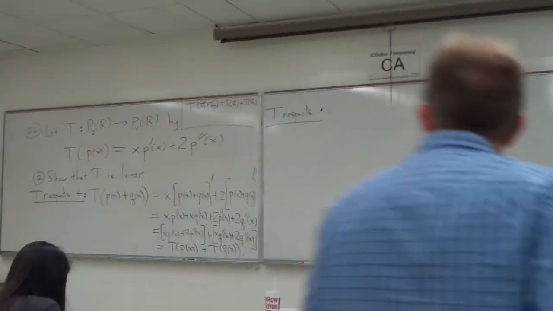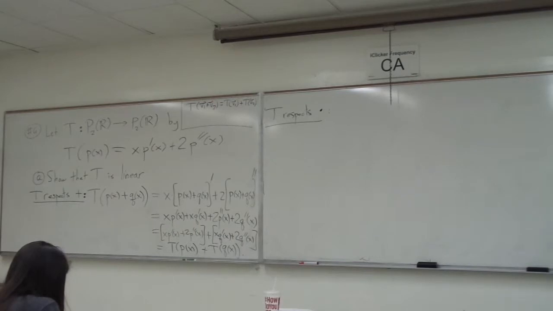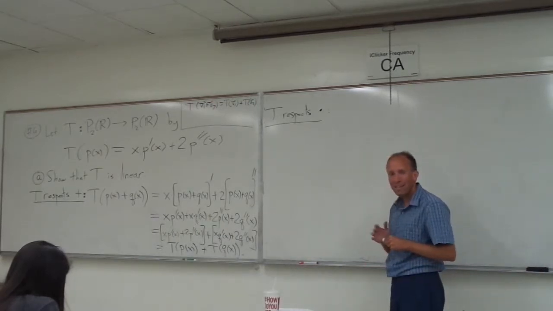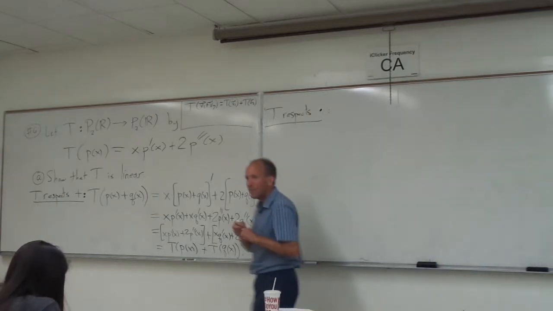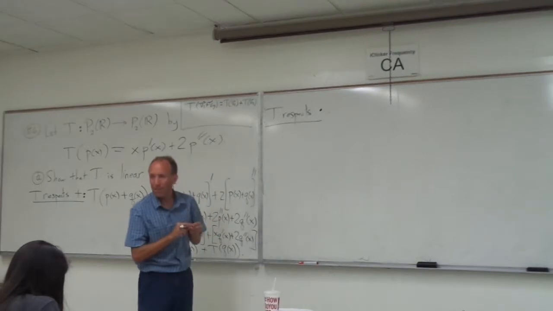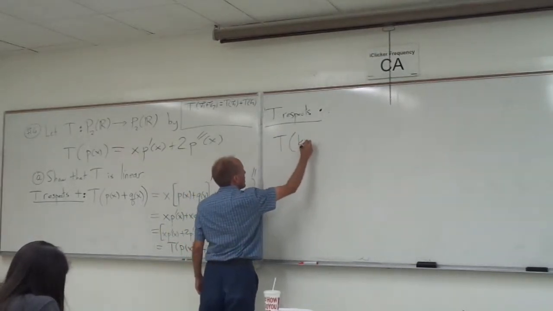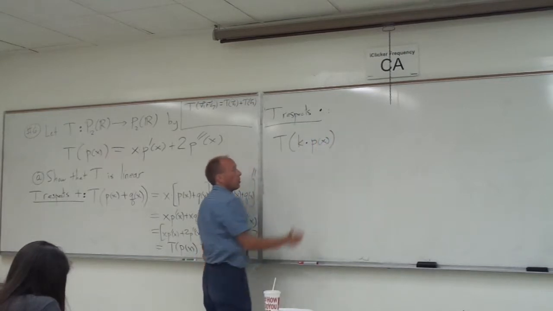Okay, so the second thing we have to do is show that T respects scalar multiplication. You guys think you know how to write it down? Anybody get it? Let's see if I've got anything close to what you have. Basically, for scalar multiplication, I have a constant times my vector. So I'll call my constant k.